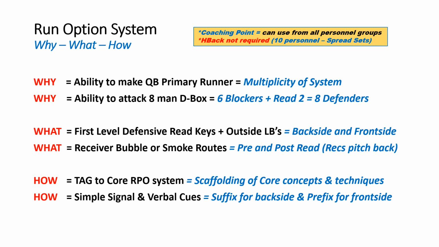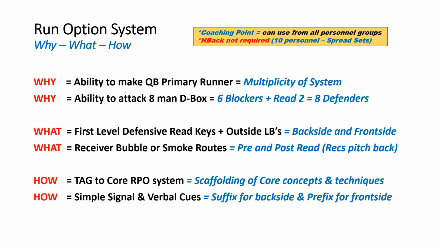What we're doing is we're going to read first level defensive ends as our read keys and outside linebackers, both to the front side and the back side. The receivers then in this option concept, running bubble routes or smoke routes, become basically the pitchback in our triple option concept.